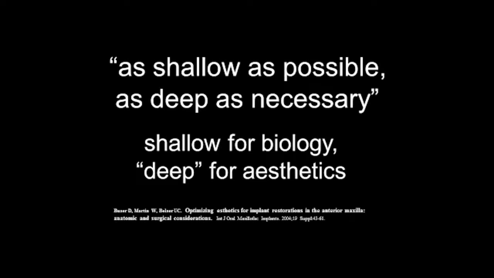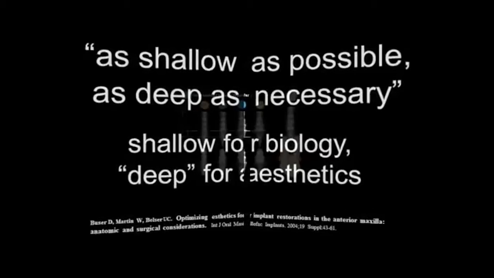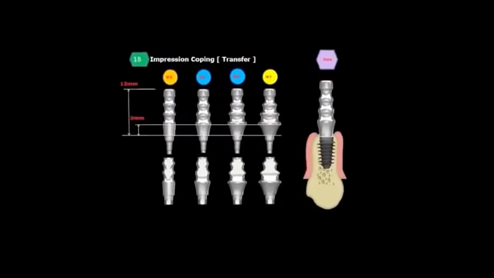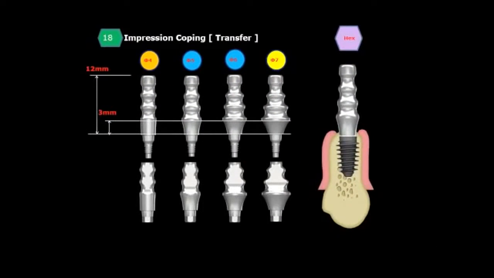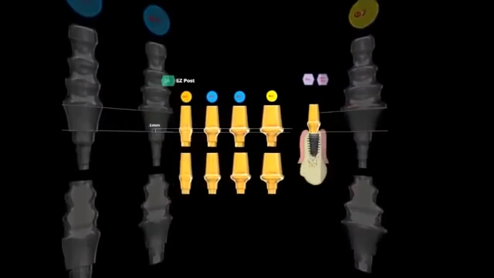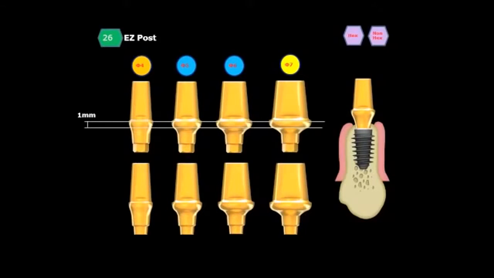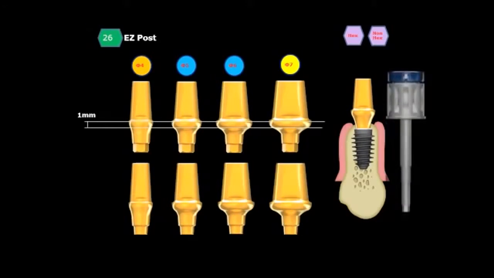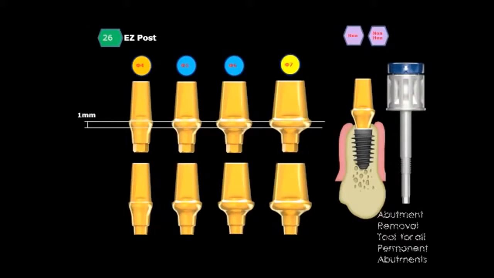Shallow for biology, deep for aesthetics. You definitely need the deep placement, again, 2 to 3 millimeters below the CEJ of the adjacent teeth to deal with your proper emergence profile. You note the different transfer impression copings here, 4, 5, 6, and 7 millimeter flares. However, once again, one prosthetic connection. So all of those are interchangeable. Same thing with the abutments, as you can see. 4, 5, 6, 7 millimeter flares, but one prosthetic connection with your 5-degree Morse taper and internal hex built into them nicely.